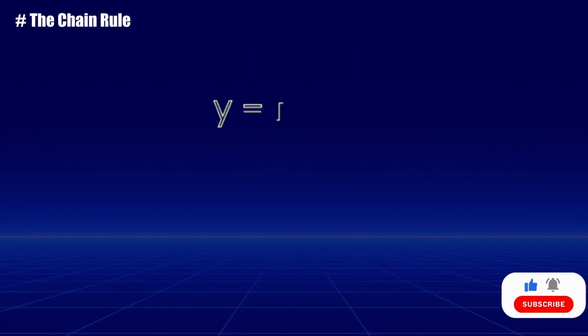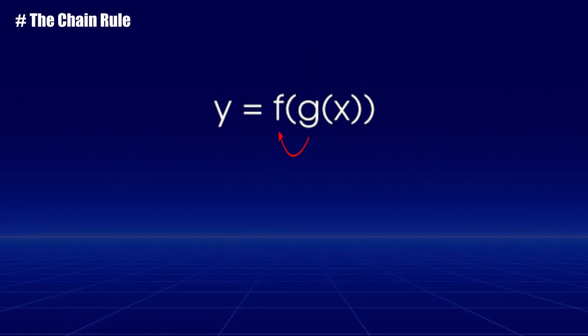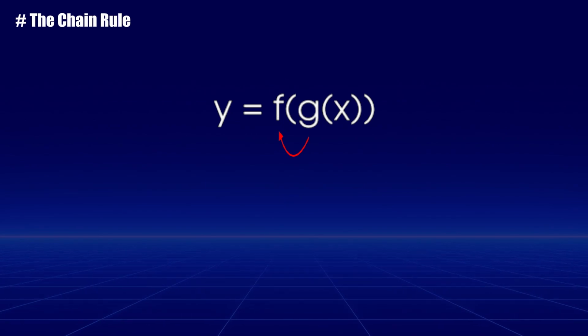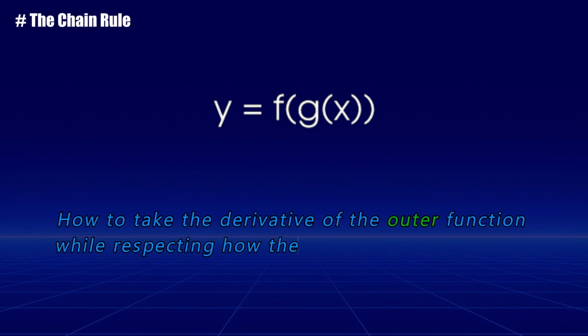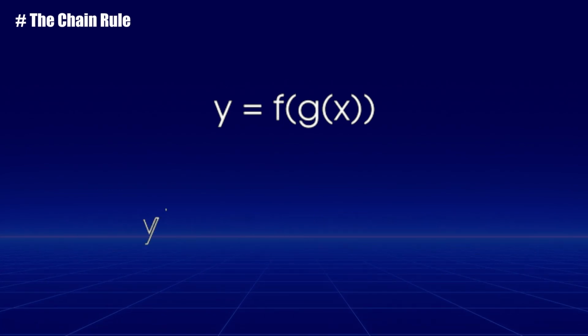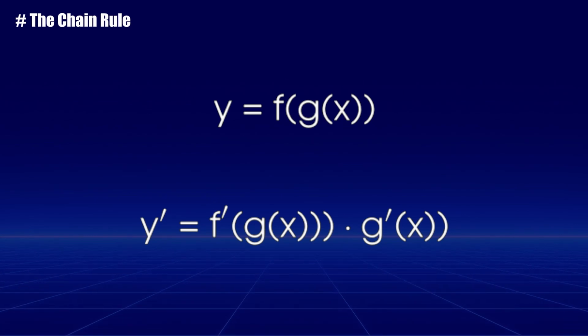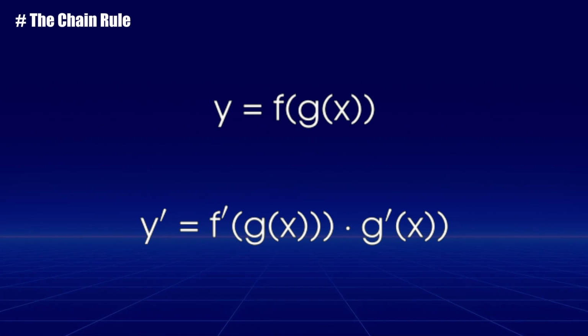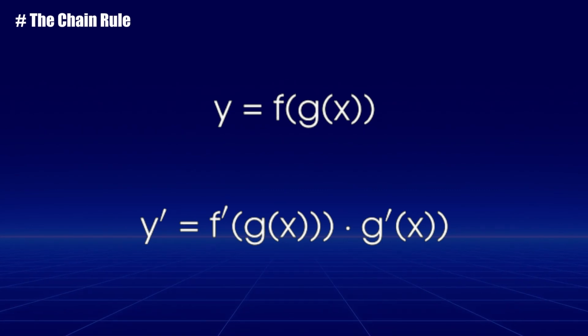The chain rule helps to differentiate a composite function where one function is composed within another. Essentially, it tells us how to take the derivative of the outer function while respecting how the inner function behaves. This can be represented as follows. This means that first, differentiate the outer function f while treating the inner function g as a variable. Then, multiply the result by the derivative of the inner function g of x.